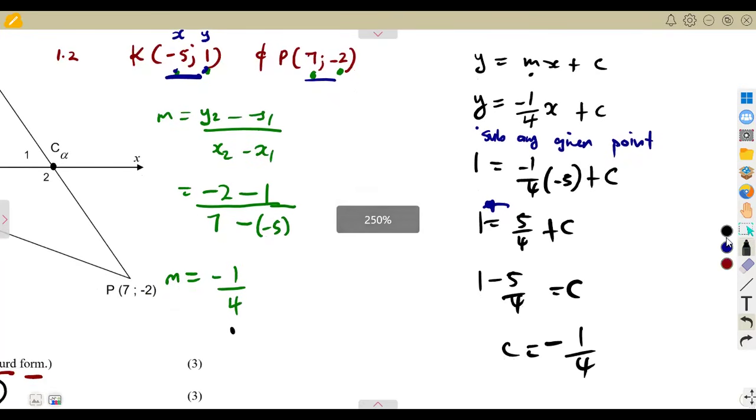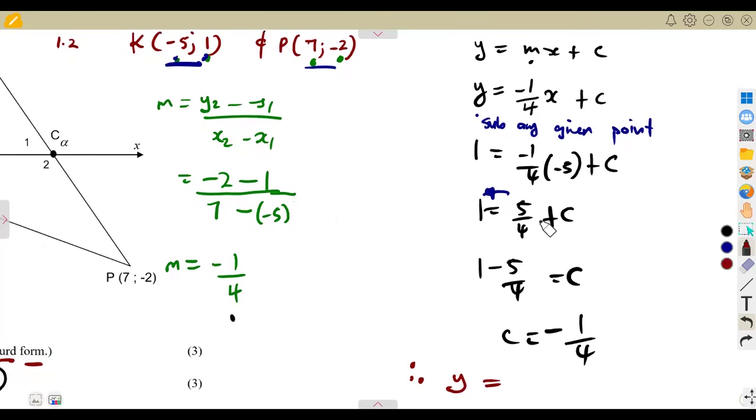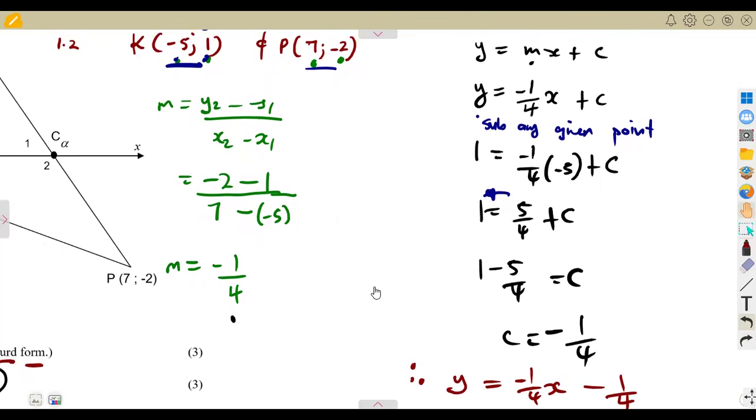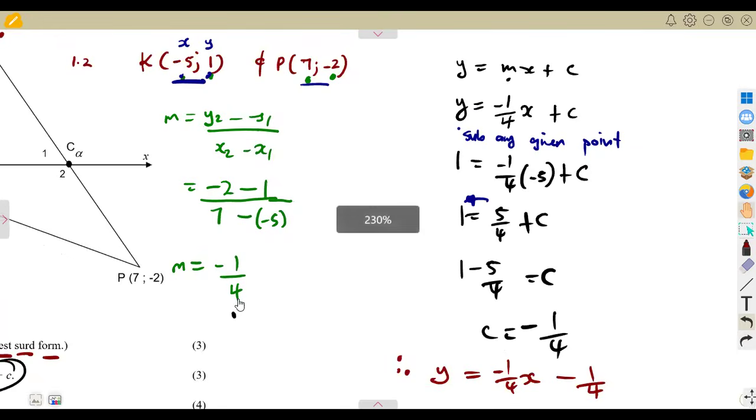We can now rewrite this equation. Therefore, our equation is going to be y = mx + c, where our mx + c we wrote here as minus 1 over 4 x plus c, so that's plus minus 1 over 4 like this. So this is going to be minus 1 over 4, plus and minus, that's a negative. So that is our equation of the line. That is what you simply needed there.